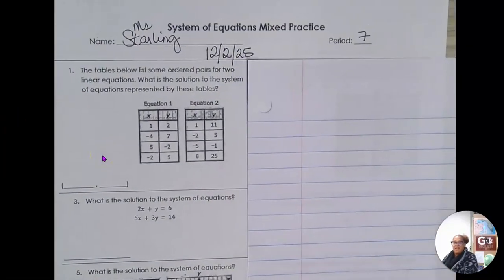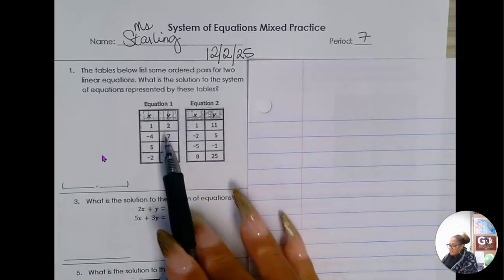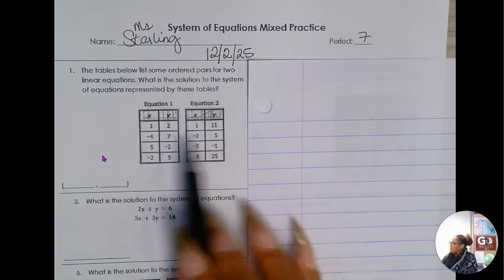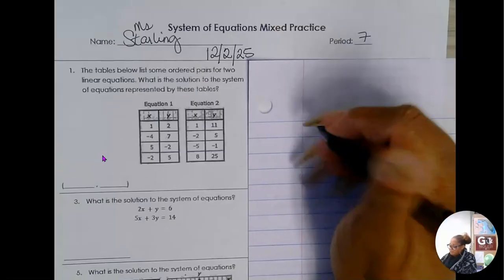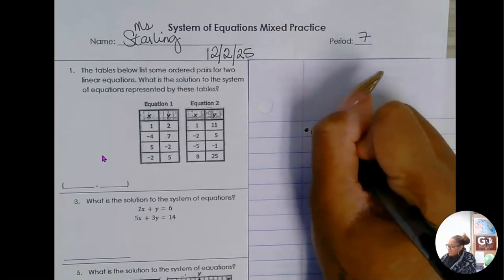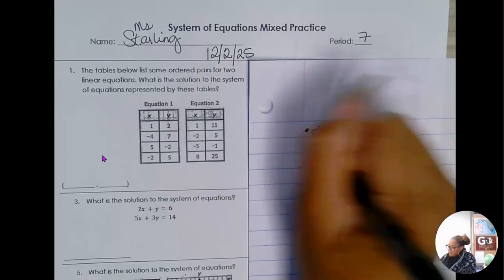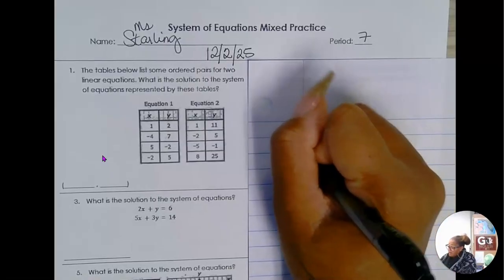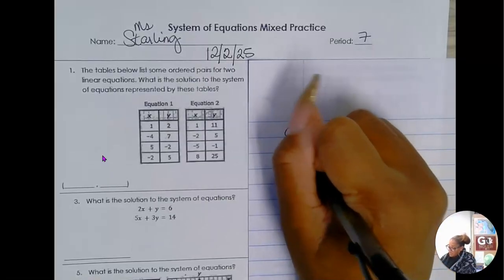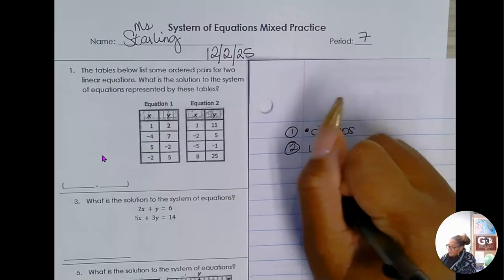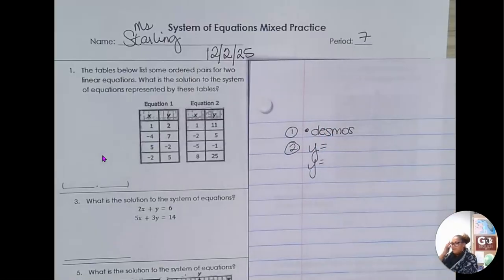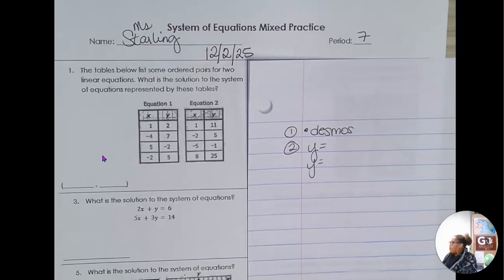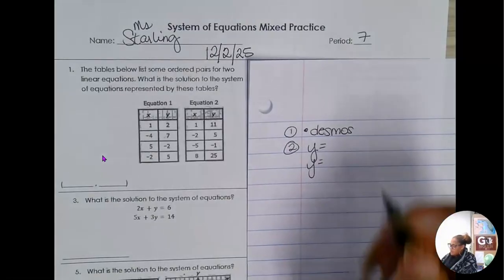So the first question states, the tables below list some ordered pairs for 2 linear equations. What is the solution to the system of equations represented by these tables? What will I do with these 2 tables? Put them where? In Desmos. And what's Desmos going to give me? The equation. How many? 2 equations. So I need a y equals and a y equals. And then once I have both of those equations, what am I going to do?